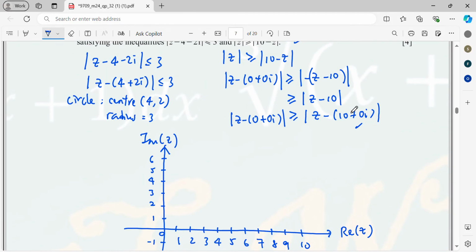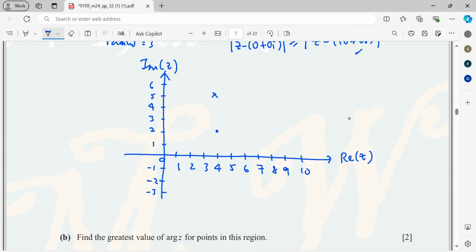Now I will mark the circle first, center (4, 2). So (4, 2) is here. Radius is 3, which means 3 units up, down, left, right. So 3 plus 2 is basically 5. Then 3 units down. Here is already 2 units, so it will be passing through, or touches, this point, (4, minus 1).